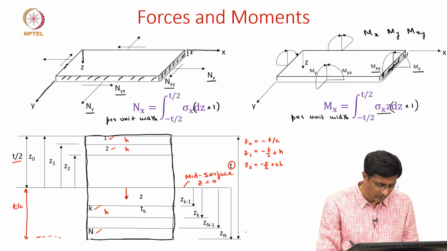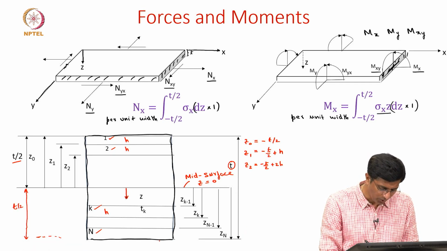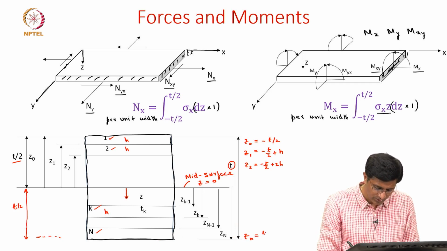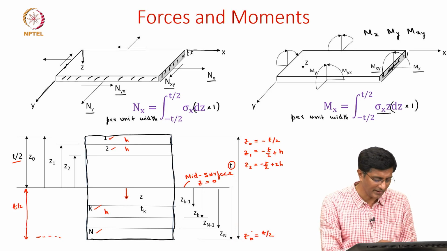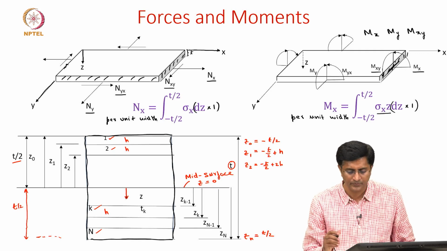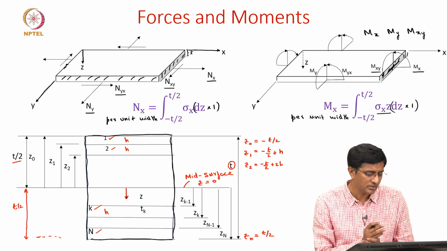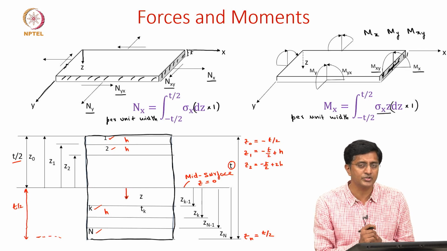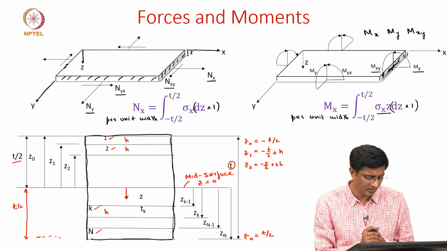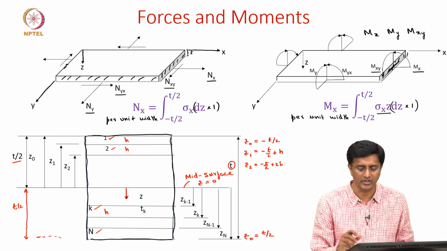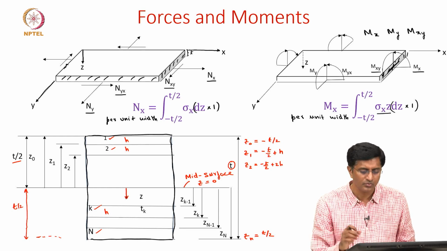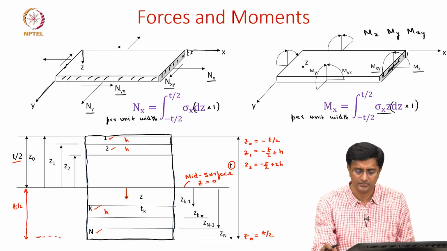So in this fashion we should be able to write the bottom of this laminate. This will be zn equals t by 2. Now it is a positive value because we are in the positive direction of z. Okay. So this should summarize the definitions of the forces and moments we are taking, and the notations we are using to give these values of z for each layer in this laminate.